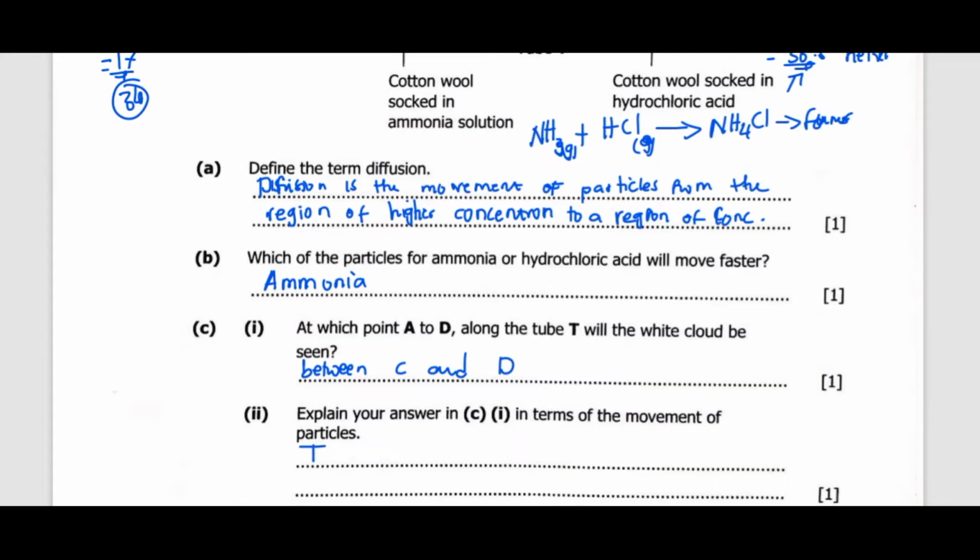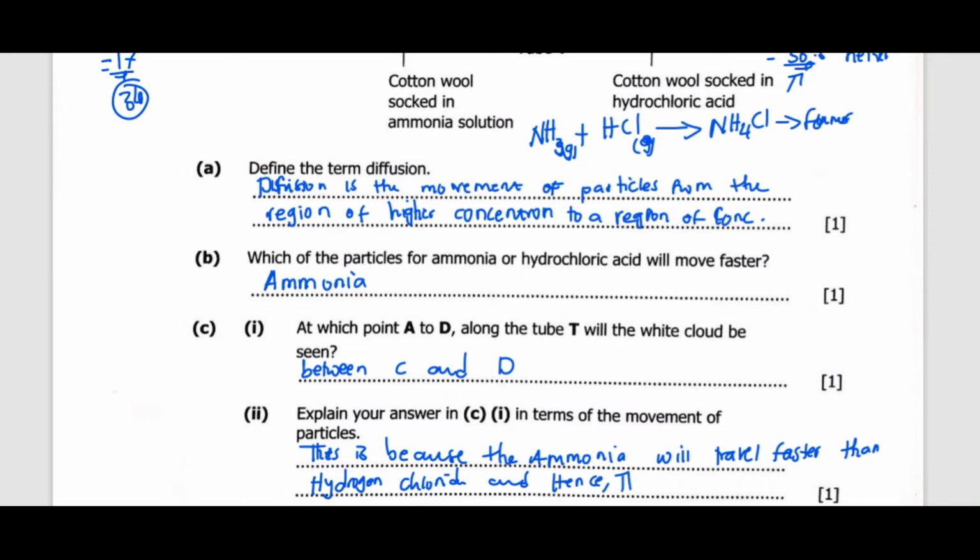Explain your answer. So this is because the ammonia will travel faster than hydrogen chloride, and hence these two will likely meet at C or D.